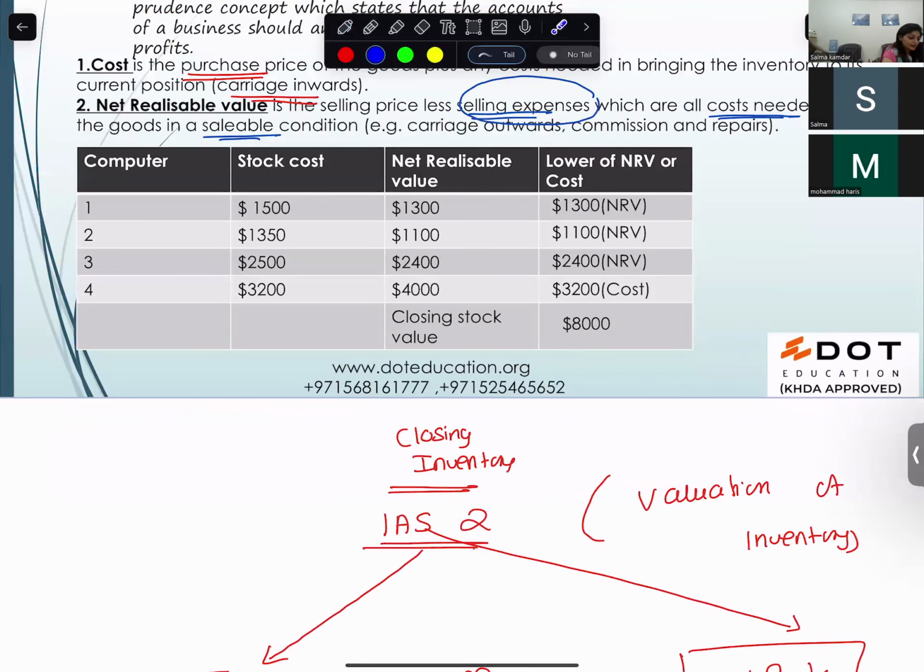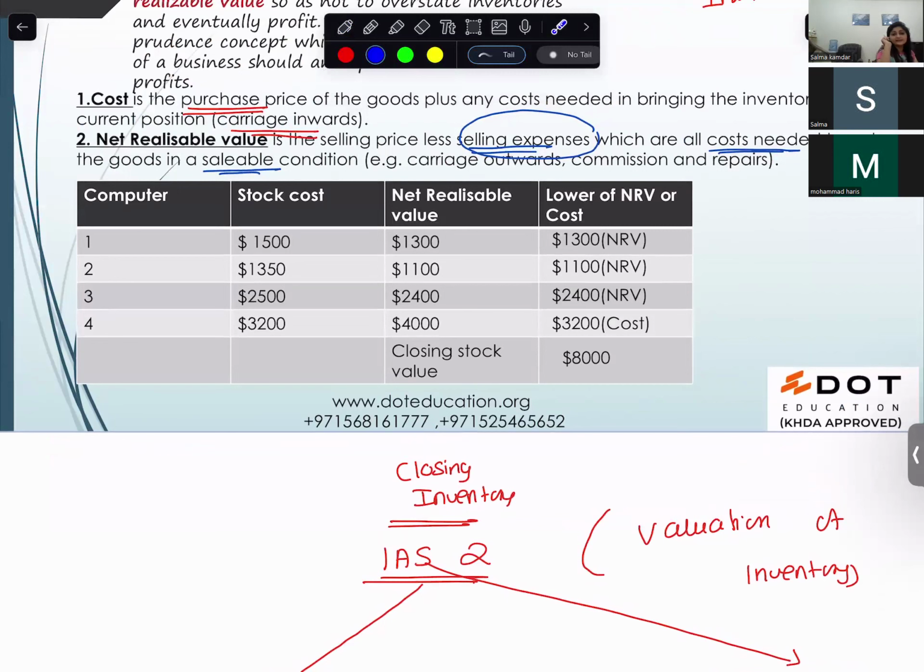So inventory is valued at cost or NRV, whichever is lower. When I'm finding the cost, what should be added? The purchase price plus the carriage inwards. When I'm doing the NRV, what should be taken into consideration? Selling price minus the estimated selling expense. Very good. Now this is your computer. This is the cost, this is NRV, and this is the valuation. Remember, the price at which you value is the price that will be shown in your current assets.